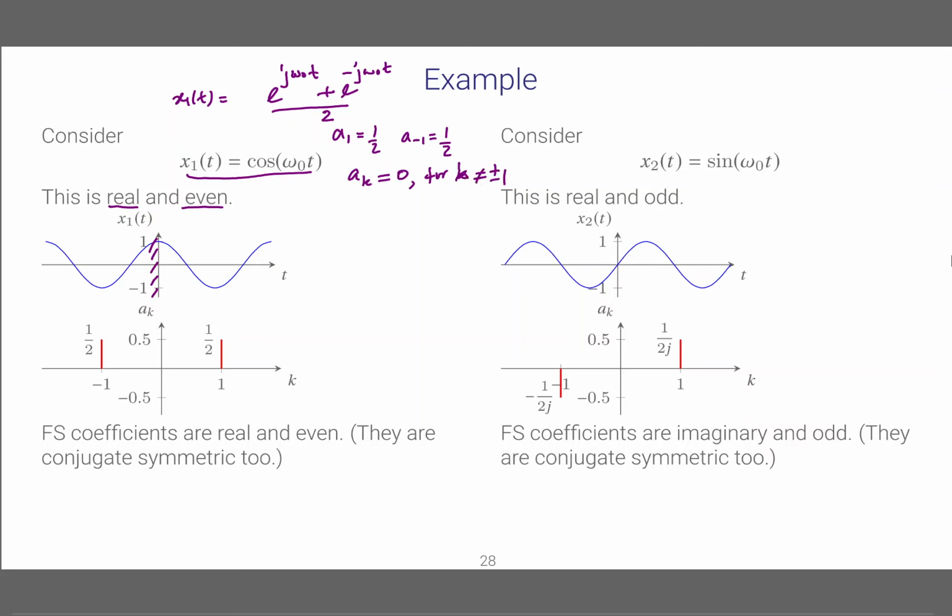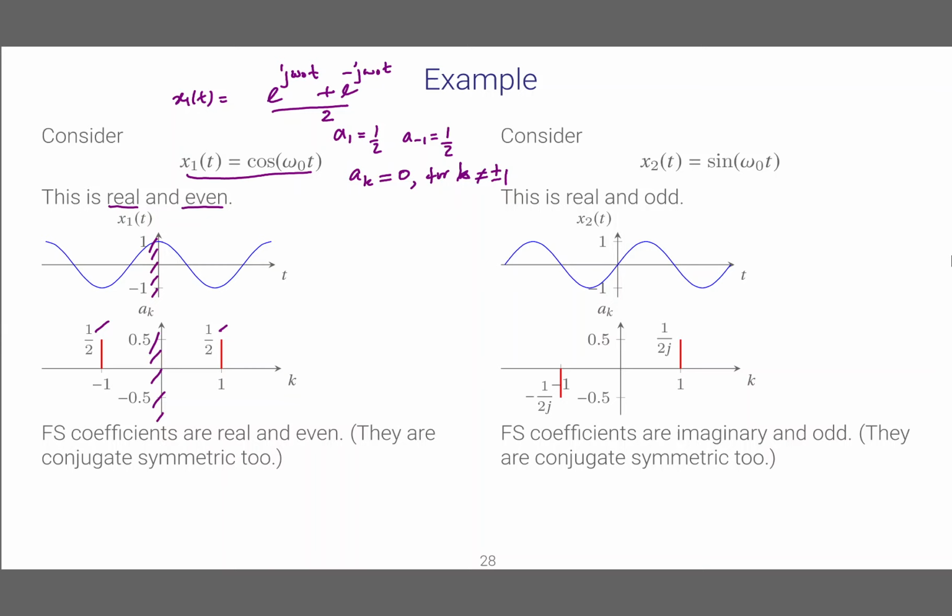So therefore you have half here and half there. You can see this is a real and even signal, and the Fourier series coefficients are also real and even. That means if you reflect over here, you can see it is even and they are real numbers.